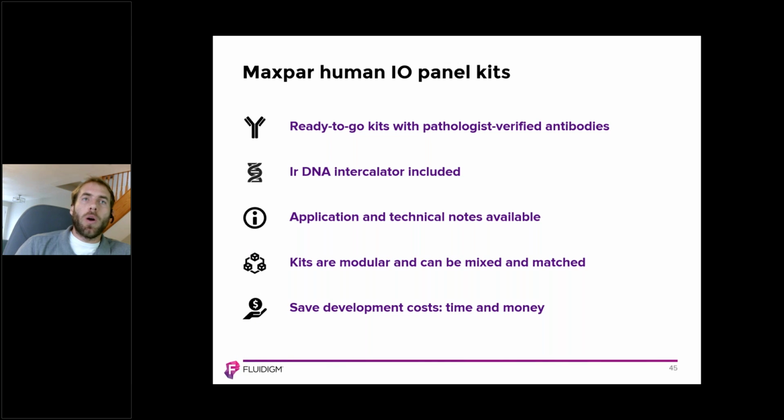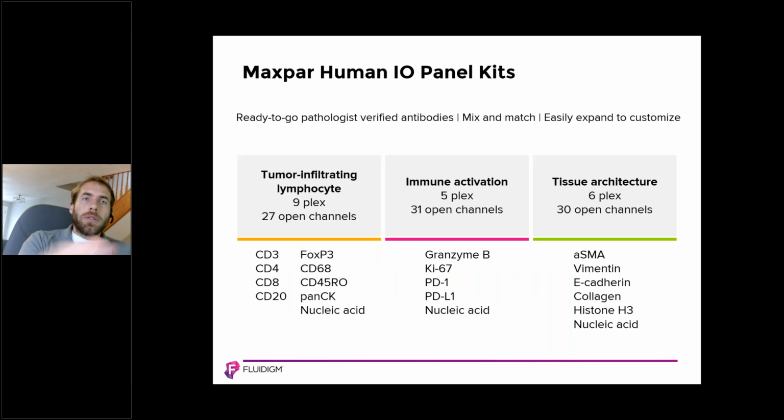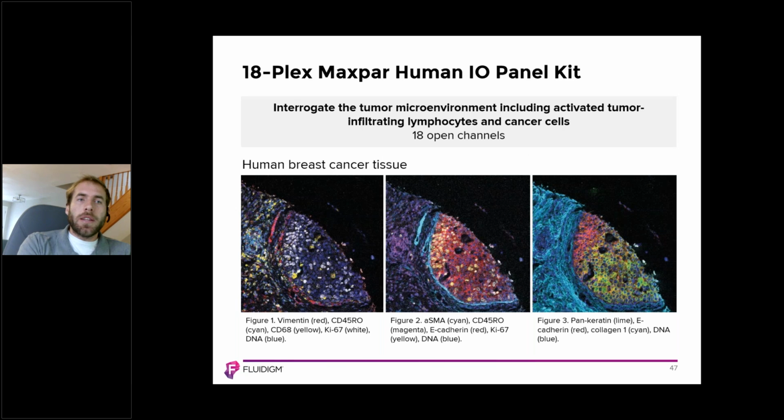We also have some ready-to-go MaxPar human oncology panel kits. These include the Iridium DNA intercalator, and there's an application note available to look at these. Basically, there are 3 different flavors of kits, and they can all be combined and mixed and matched to easily expand and customize your panels, right? We have a tumor-infiltrating lymphocyte kit, an immune activation kit, and a tissue architecture kit. And these are for FFPE tissues.